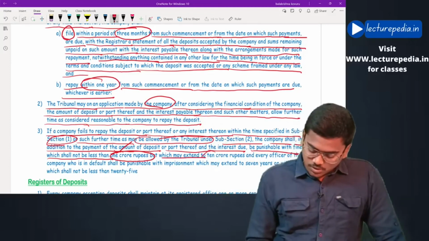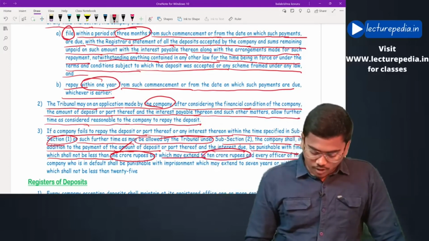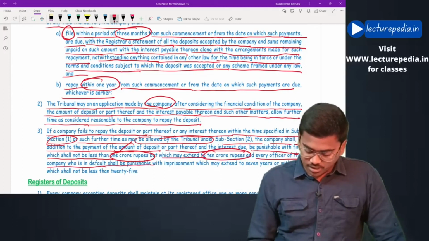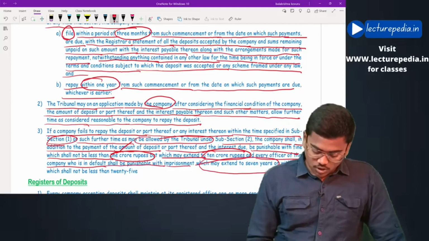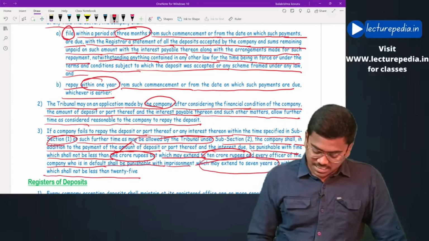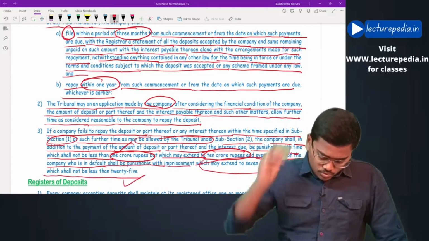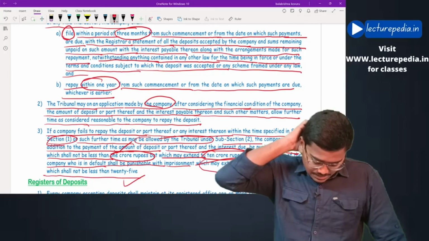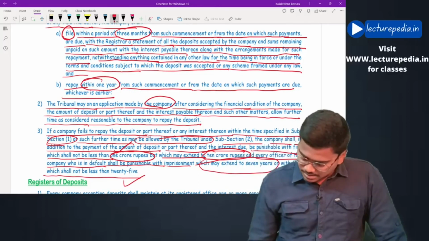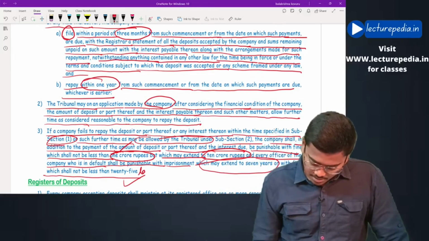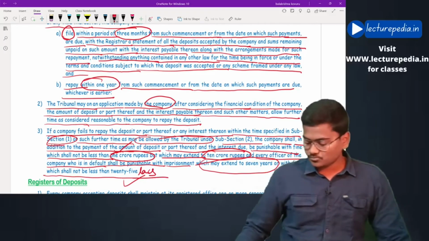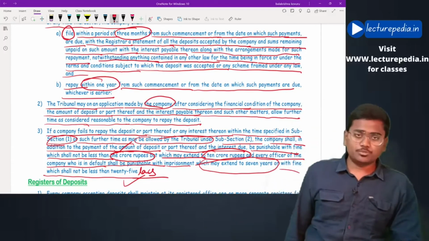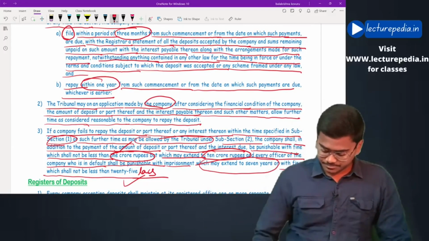Which may extend to 10 crore rupees, and every officer of the company who is in default shall be punishable with imprisonment which may extend to 7 years or with a fine which shall not be less than 25 lakhs, I guess 25 lakhs. Okay, these are the penalty provisions that you have to remember.